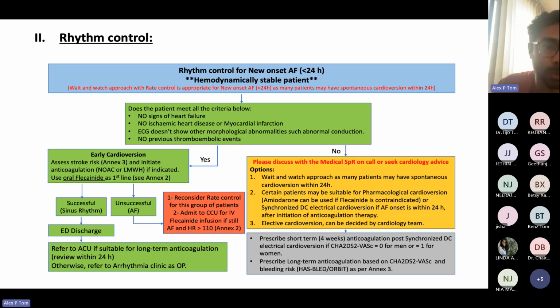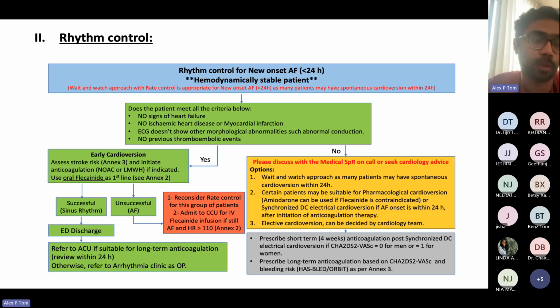So someone who is presenting under 24 hours with no signs of heart failure, no signs of ischemic heart disease or myocardial infarction, and an ECG not showing any morphological abnormalities or any other abnormal conduction apart from the AFib, and no previous thromboembolic events. In such patients, you can consider doing an early cardioversion. You can control their rhythm by using an early cardioversion strategy.